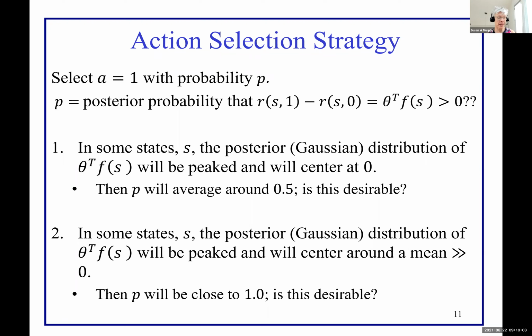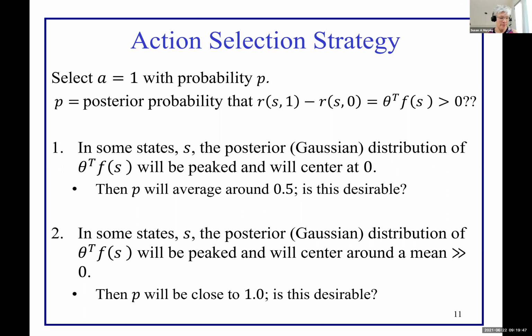So with posterior sampling, you send a suggestion, A = 1, with probability P, and this P is the posterior probability that the treatment effect in the current state is greater than 0. The question is, is this a good idea? So you see, first, in some states this posterior is a Gaussian distribution that may be really peaked around 0. What that means is this posterior probability will average at 0.5. Is this a good idea?